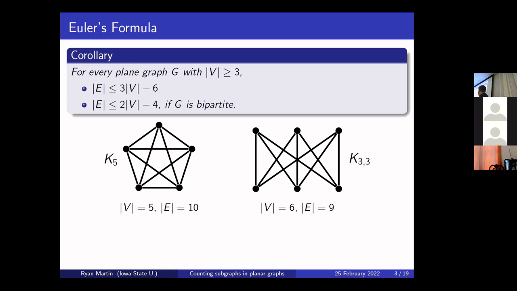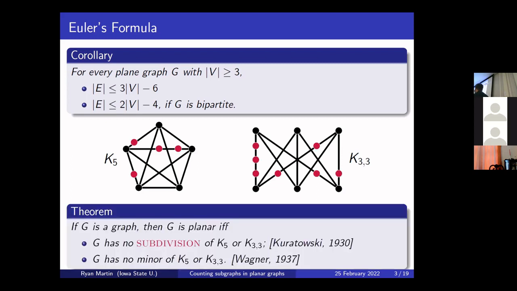The second graph, K33: the first condition is okay because it has 9 edges and 3 times 6 minus 6 is 12, so it's perfectly fine. But it is a bipartite graph, and therefore it violates the second one, and therefore it can't be planar. And of course, if you do something silly like put degree 2 vertices in amongst the edges, then that's not planar also, because topologically it's the same thing.